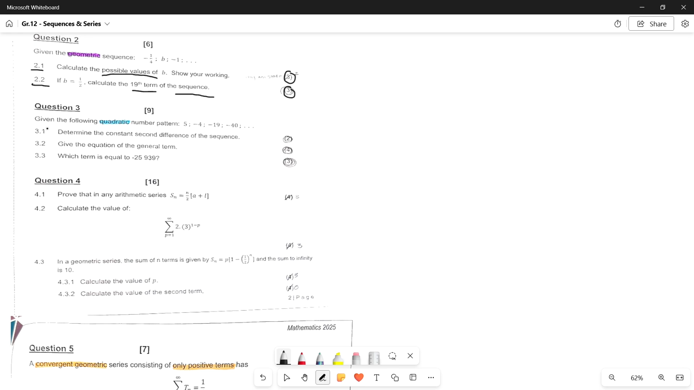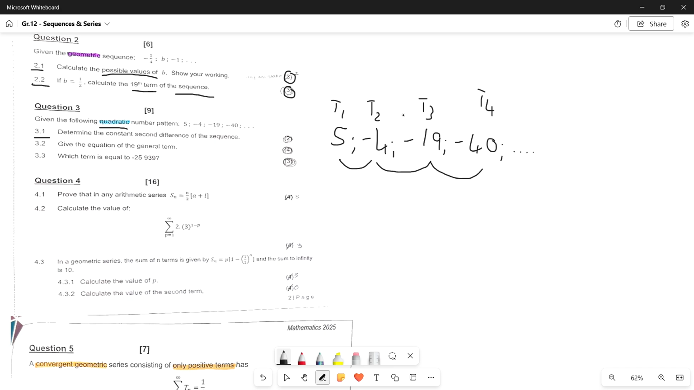And then question 3 over here says, given the following quadratic number pattern, so we have quadratic, that's important. We have 5, -4, -19, -40. It says 3.1, determine the constant second difference of this sequence. So it's 2 marks and we've already written it out over here. So a quadratic has a first difference that is different, and then it has a constant second difference.